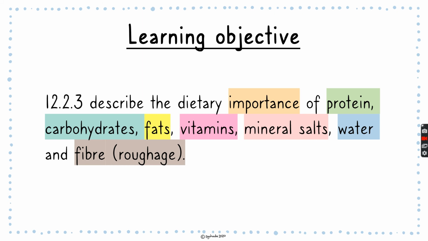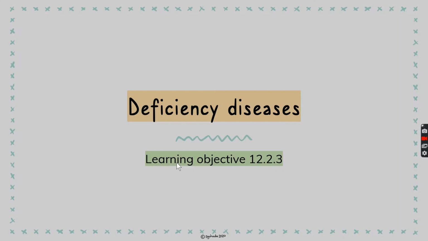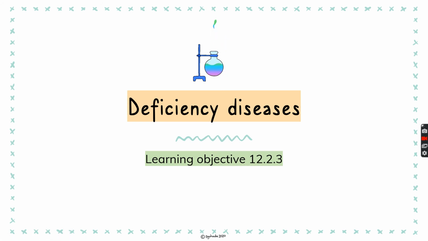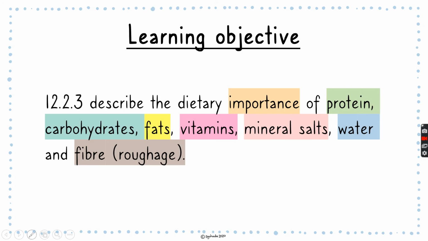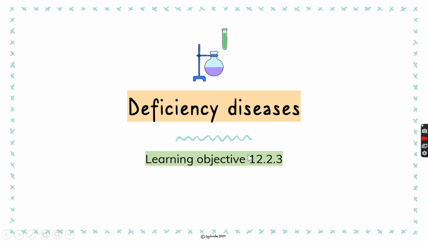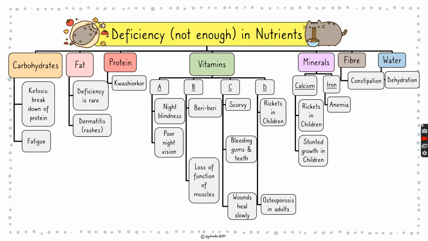So remember that last time we did a learning objective, which was 12.2.3, which is to describe the dietary importance of protein, carbohydrates, fats, vitamins, and mineral salts. We also looked at water and fiber, aka roughage. And one of the importance for that is actually if we don't have enough of these nutrients, we're going to have a deficiency disease. So what are some of the deficiency diseases that we're going to get?